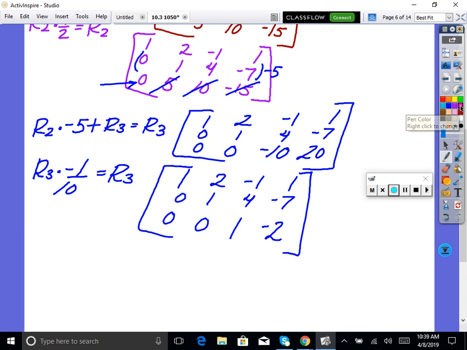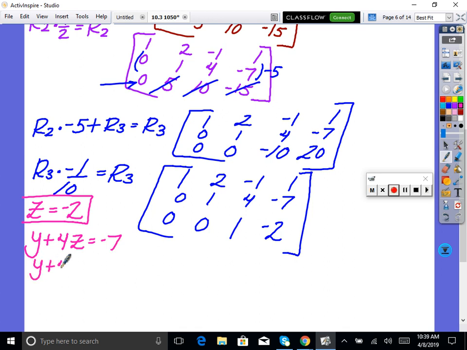So now we have our true statements, everybody. Our first true statement is z equals negative 2. So I'm going to circle that because that is an answer we need. Go to your next thing here. We would have y plus 4z equals negative 7. So let's go ahead and solve for y. So we have y plus 4 times negative 2 equals negative 7. Y minus 8 equals negative 7. So y equals, adding 8, 1.